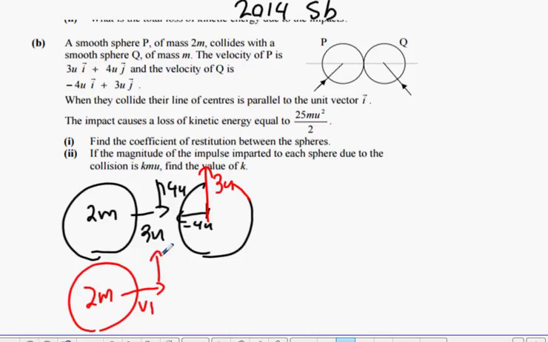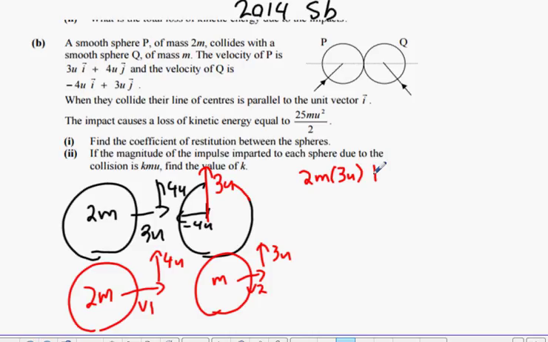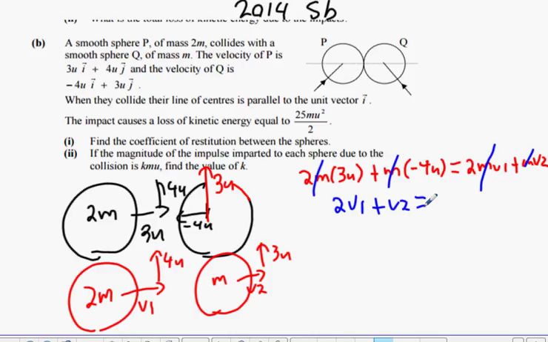The 4u stays the same, and the 3u stays the same. That's PCM, principle of conservation of momentum. Mass times velocity: 2m times 3u, and after that, m times minus 4u equals 2m v1 plus m v2. What's left? 2v1 plus v2 equals 6u minus 4u, which is 2u.